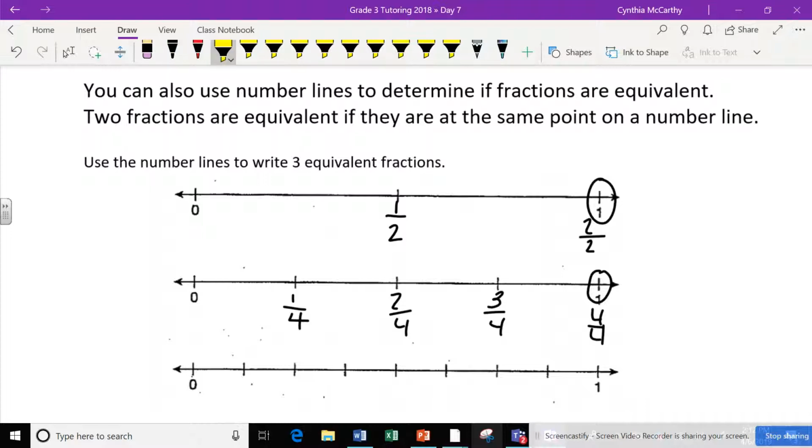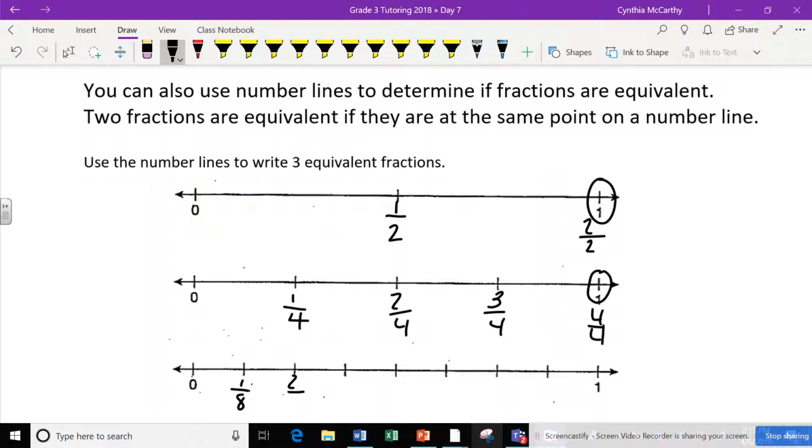I'm going to look at my last number line. 1, 2, 3, 4, 5, 6, 7, 8. This number line is divided into 8 equal parts. So I know that each tick is 1/8.